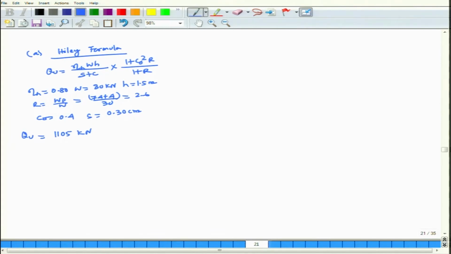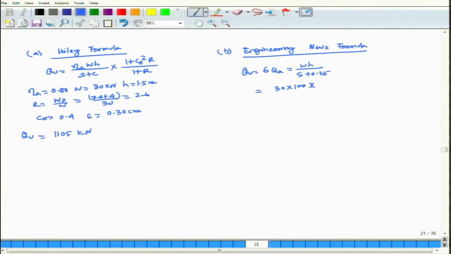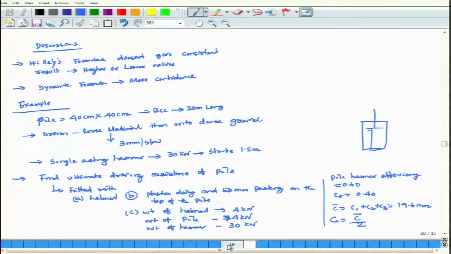Then comes the Engineering News formula. In this case, Qu is equal to 6 Qa, which is equal to WH by (S plus 0.25), and which comes out to be, let me calculate it, 30 into 100 into 150 into 10 to the power minus 3 by (0.3 plus 0.25), which is equal to 818 kilonewton. Look at the two. In Hiley's formula, ultimate capacity is 1105 kilonewton. In Engineering News formula, ultimate capacity is 818 kilonewton. Definitely, Hiley's formula is giving the higher side. This is what I have said.